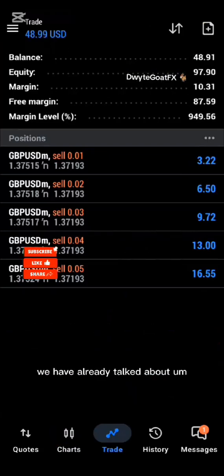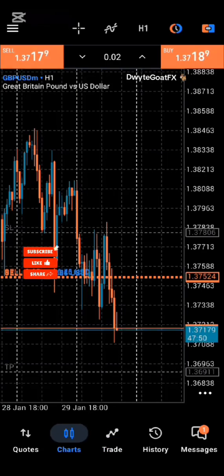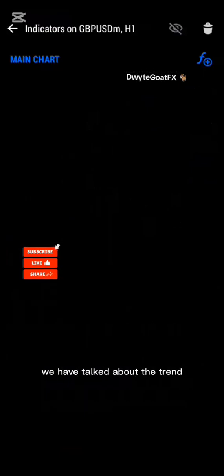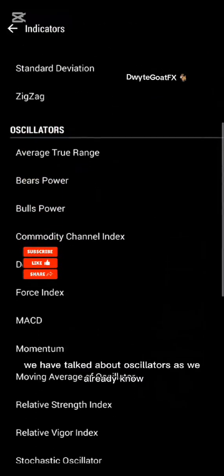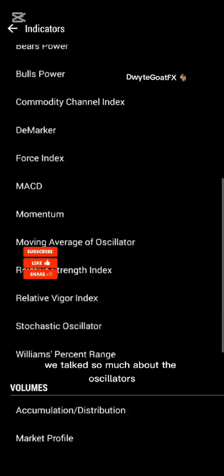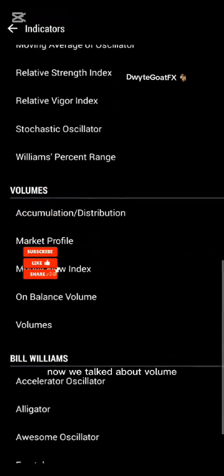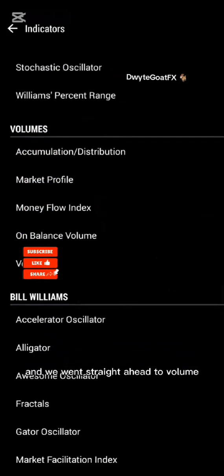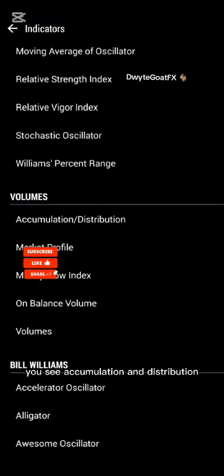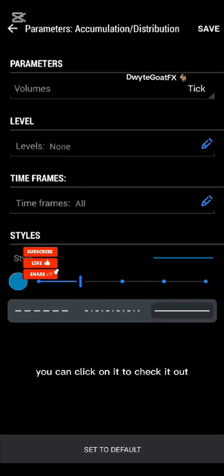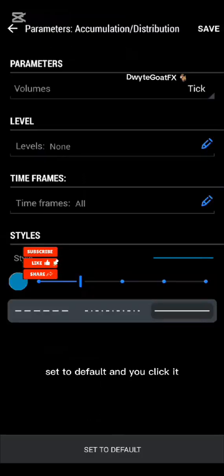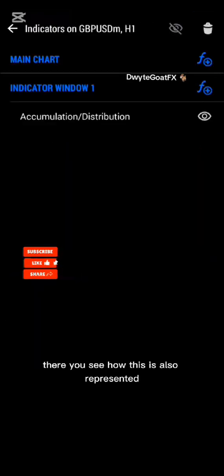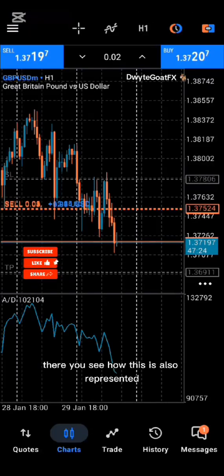We have already talked about trend. We have talked about oscillators, and we talked so much about the oscillators. Now we talked about volume, and we went straight ahead to volume. Where there are other volumes, you see accumulation and distribution. You can click on it to check it out. You see the parameter attached to it, set to default, and you click it there. You see how this is also represented.